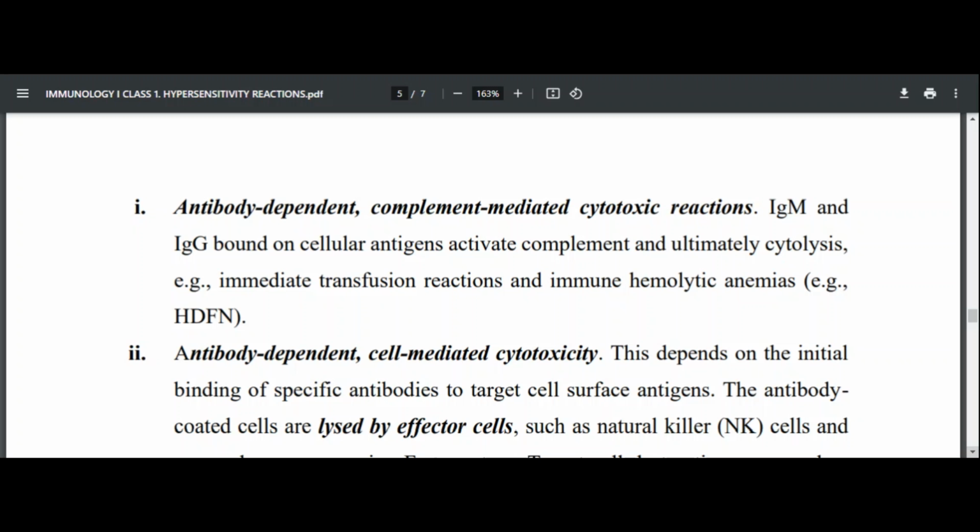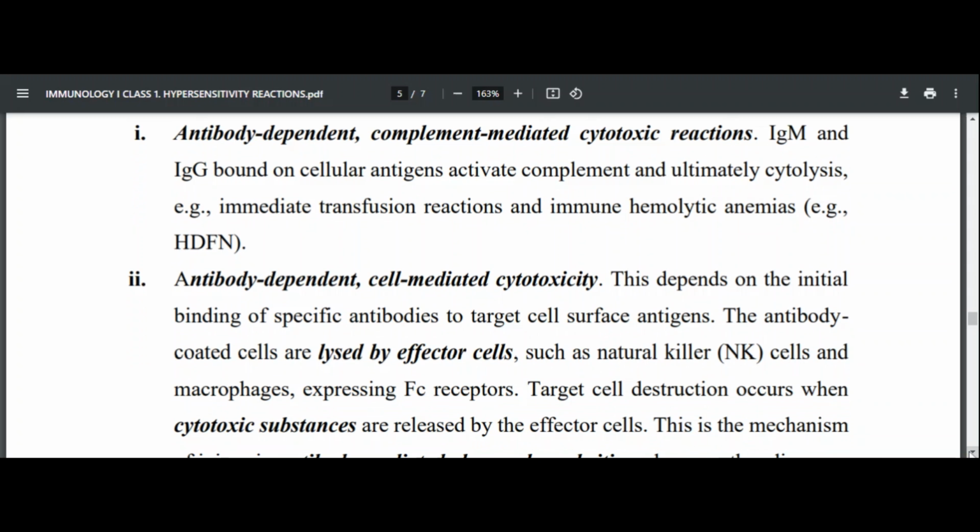IgM, of course, in HDFN, what is going to be involved here is not IgM, but IgG. But we can just have an example of IgM in case of transfusion reaction. So the IgM is going to bind on the antigen on the RBC membrane, which means this antigen is not a soluble antigen. This antigen is bound on the red blood cell. So that's why this is classified in type 2 hypersensitivity reaction.